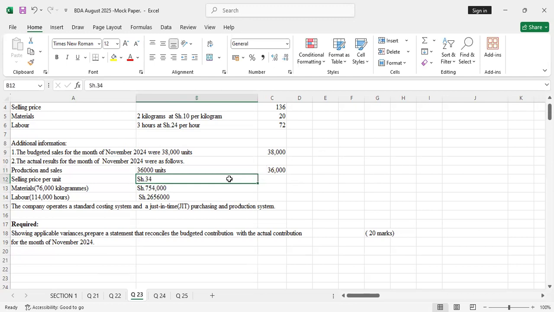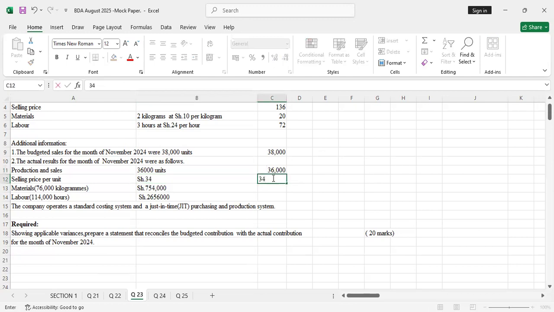36,000, and the selling price per unit was 34. We have materials, 76,000 kilograms, and the amount was 754,000. Then labor, we have 114,000 hours, and the amount in shillings was 2,656,000.